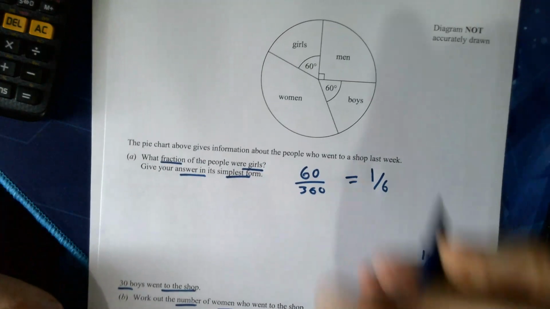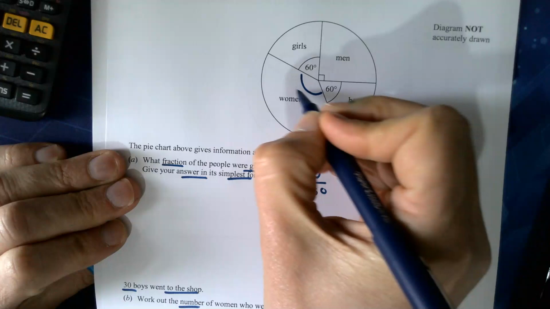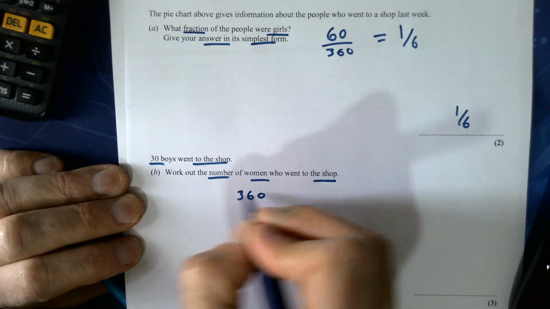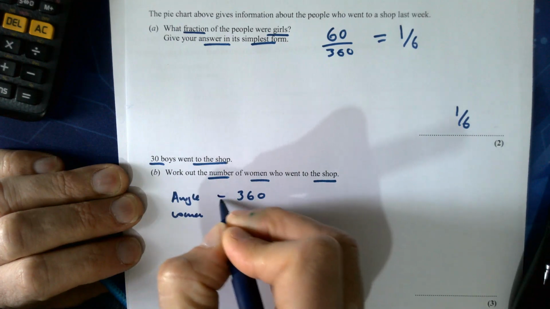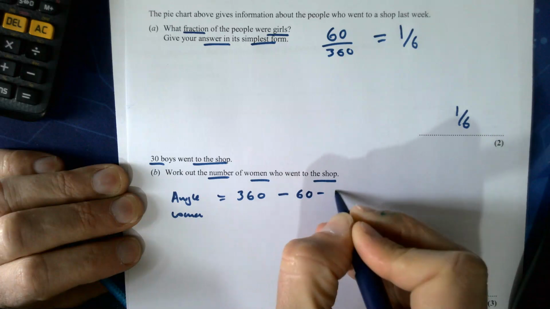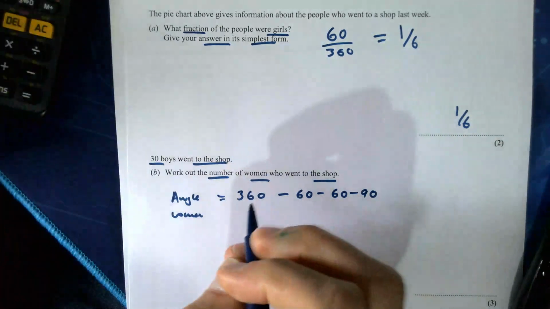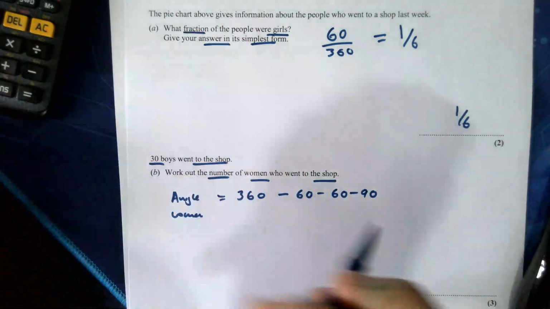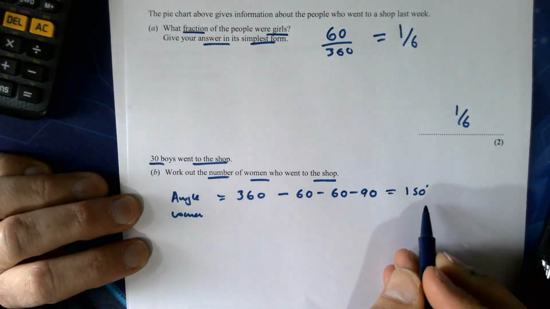So if I look, that's saying this 60 degrees is worth 30. So really, I want to work out the size of the women's angle there. So let's have a think. Angles around a point add up to 360. So the angle for the women must be 360, take away the 60, take away the 90, press the buttons on my calculator. That gives me 150. So the size of the angle for the women is 150.